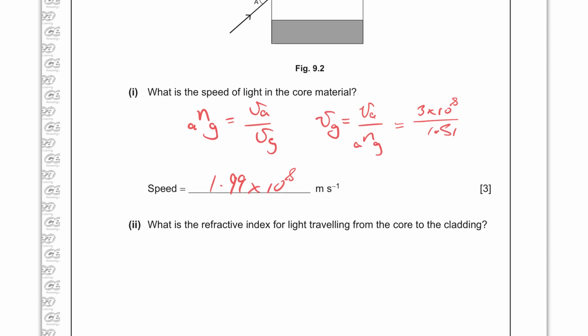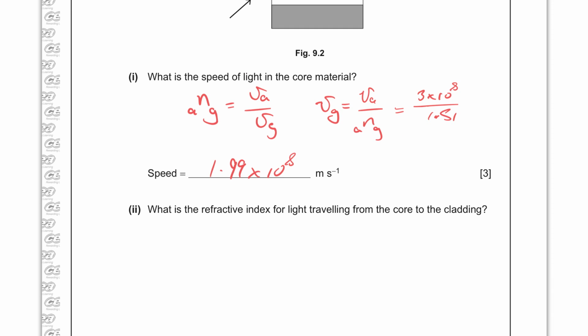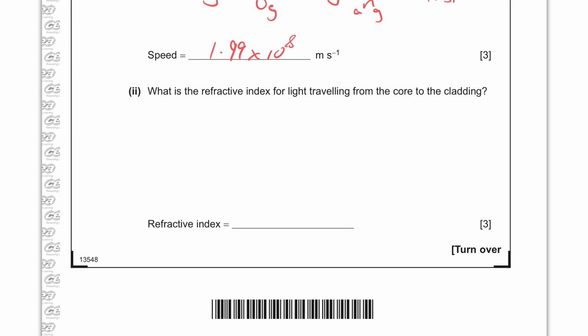Part 2 then. What is the refractive index for light travelling from the core to the cladding? Okay, so again, the n for the interaction is going to relate to the n's for air to core and air to cladding. It is possible to create a combination of those that will give you the n from the core to the cladding.